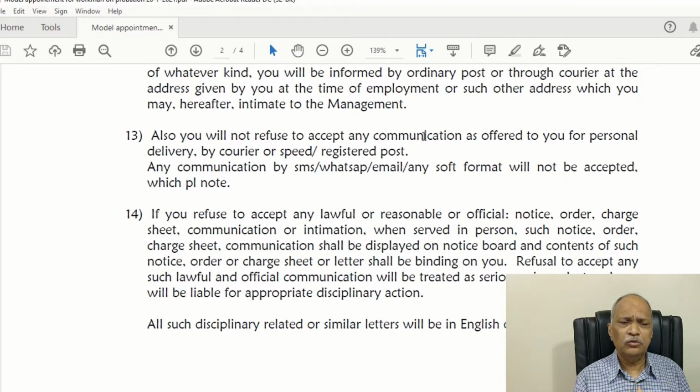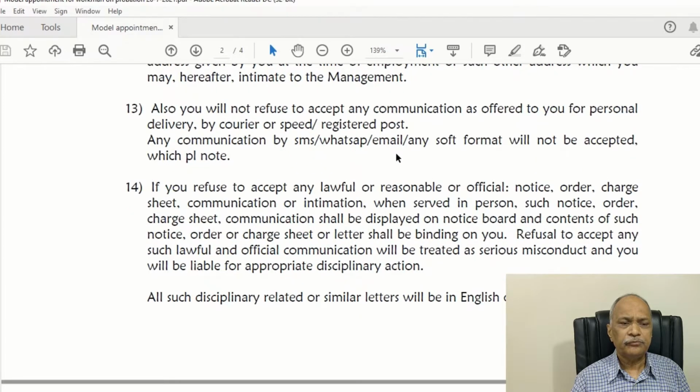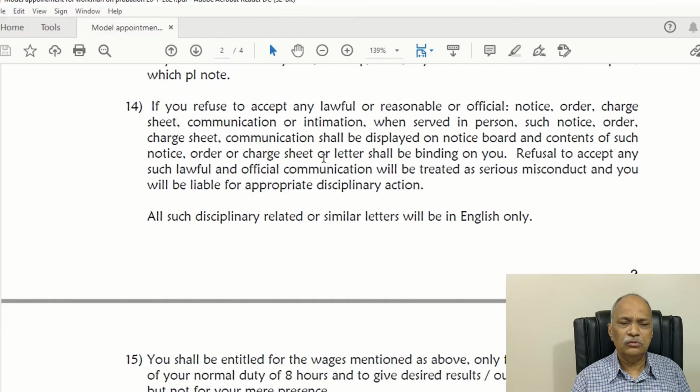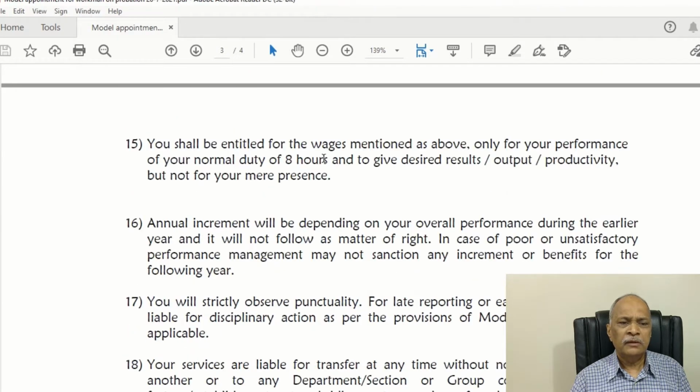Similarly, it is important to mention in the appointment letter in what way company is likely to communicate to the workman. So, please note, majority of the companies don't accept SMS or WhatsApp or email or any other soft format communication, and it is not accepted. We have discussed if lawful and reasonable order, if you refuse, company has a right to take the appropriate action.